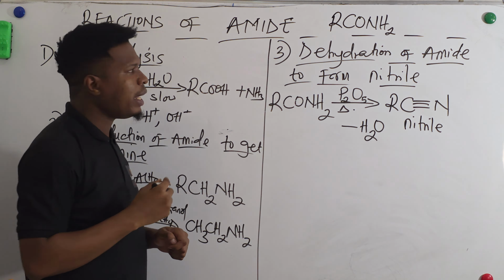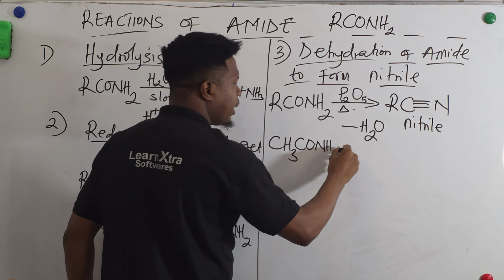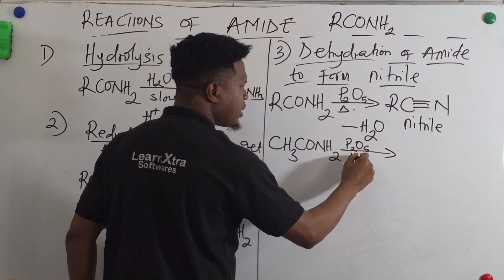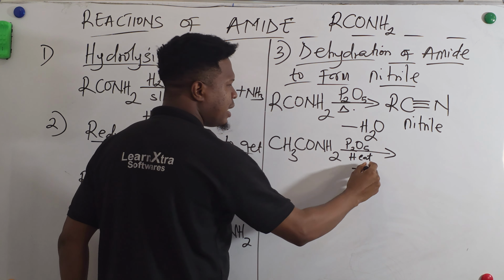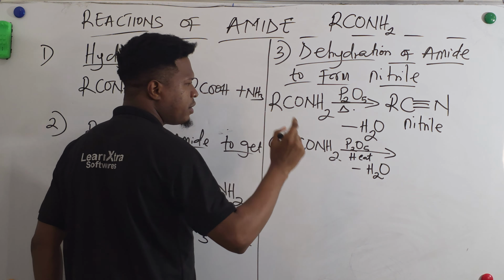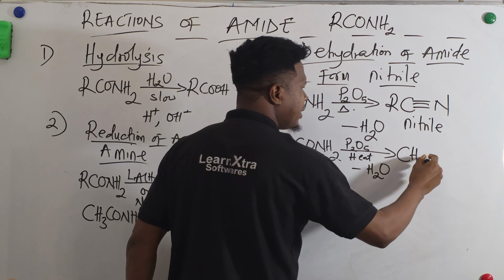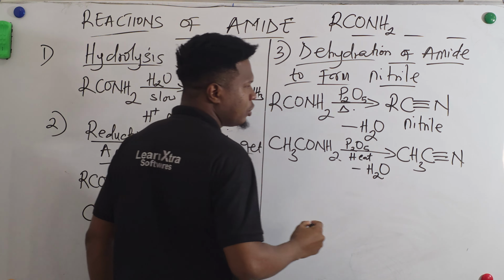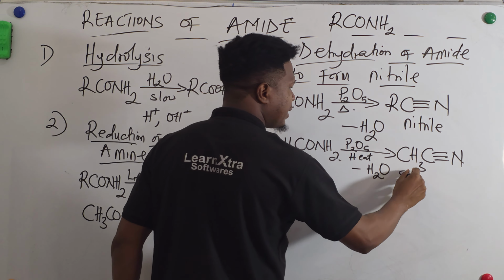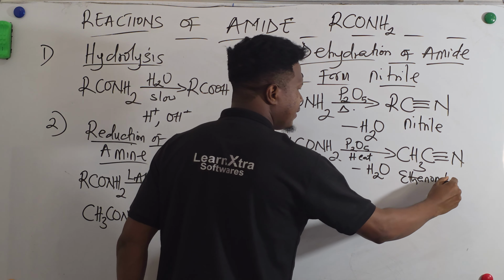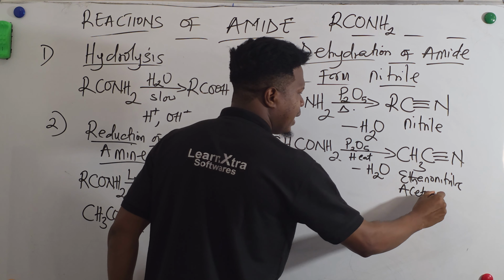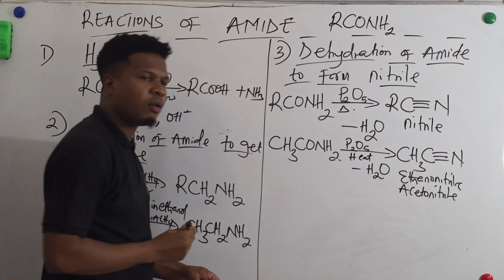For example, if I have CH3CONH2 and carry out a dehydration process using phosphorus pentaoxide plus heat, what will happen here is elimination of water. When water leaves, I'll have CH3 C triple bond N. This is what we call ethanenitrile, or you can say acetonitrile. Either way you call it is fine.